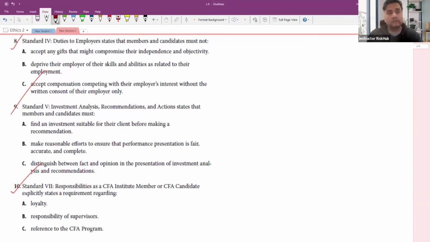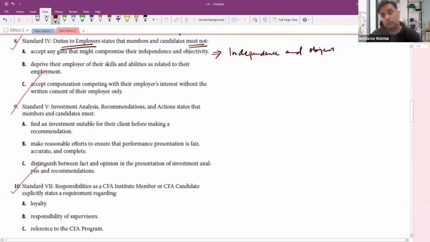Next one is question number 8. Duties to employers. Now we are talking about what candidates must not do. Accept any gifts that might compromise their independent objectivity. Now, that is a different one. That doesn't come under your duties to employers. That is your independence and objectivity. So you should know what comes under what also. Then your next one is deprive their employer of their skills and abilities as related to their employment. Yeah, that makes sense.